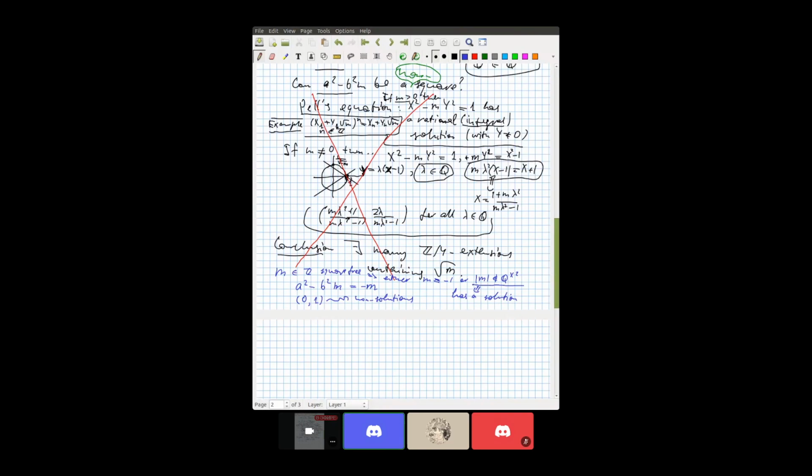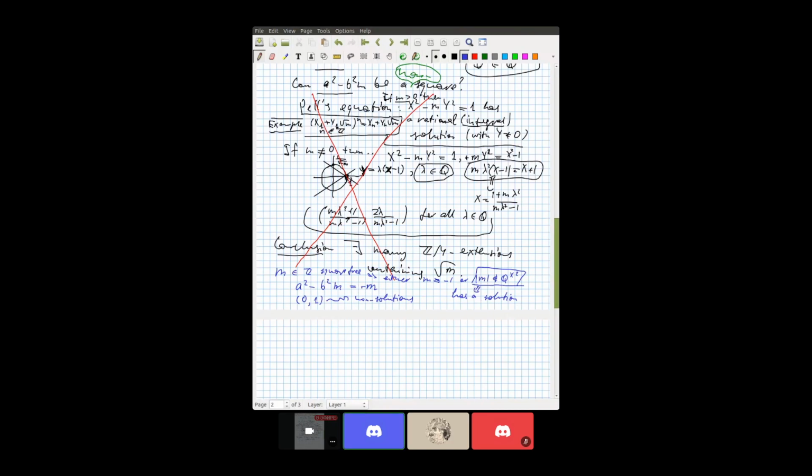Yes, so this is okay. Do you agree that in this case we have a solution? In case the absolute value of m is not a square. Why is there a solution? Because we found it earlier. Because you see that this is not a square in any case.